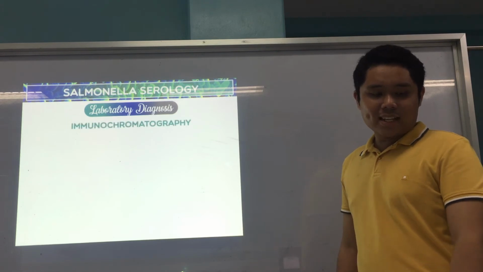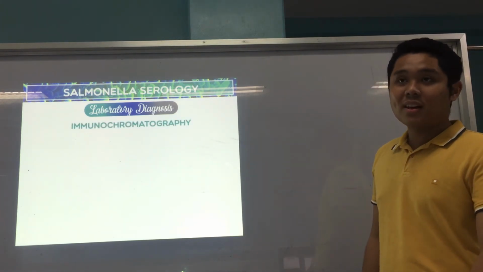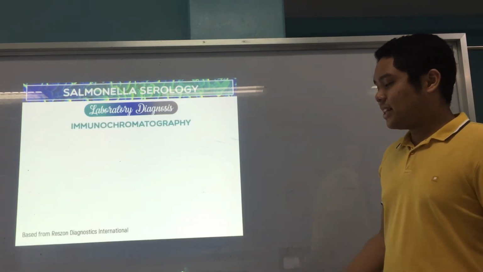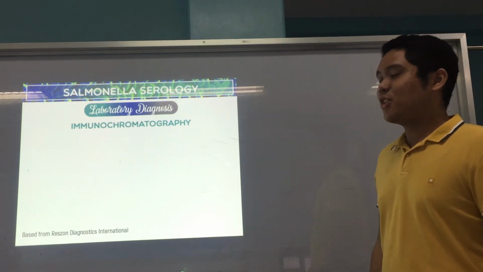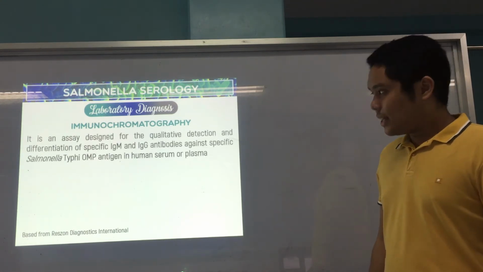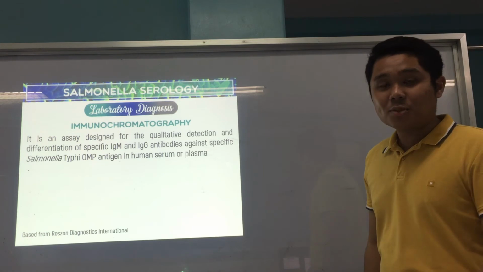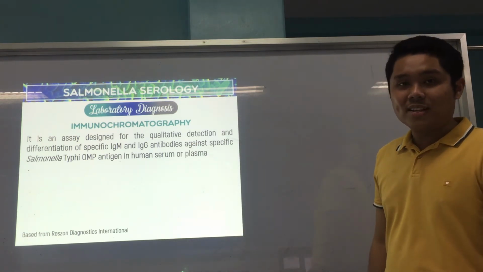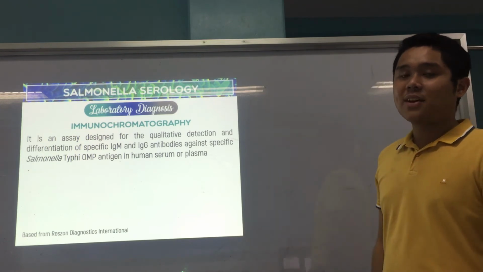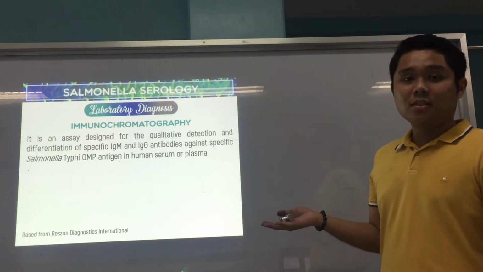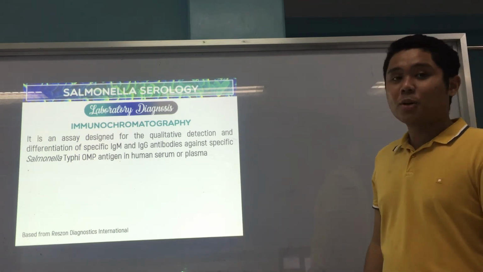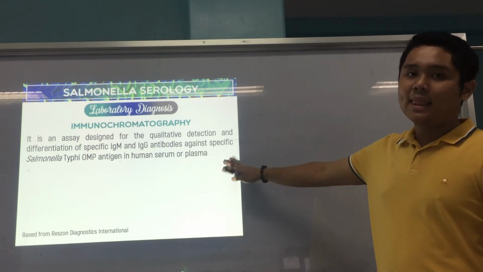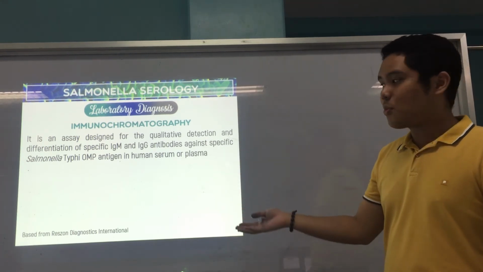And for the last test is of course your immunochromatography for the kits. Okay, this is based from the manufacturer Rezon Diagnostics International. So it's an assay again. We detect antibodies to Salmonella, the OMP antigen of S. typhi. So on the outer surface of S. typhi, it has a protein or antigen known as the OMP, outer membrane protein, and we detect your antibodies again in human serum or plasma.